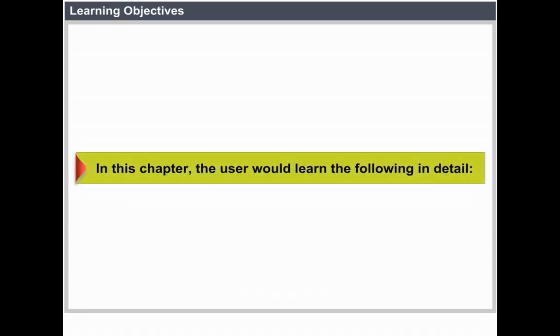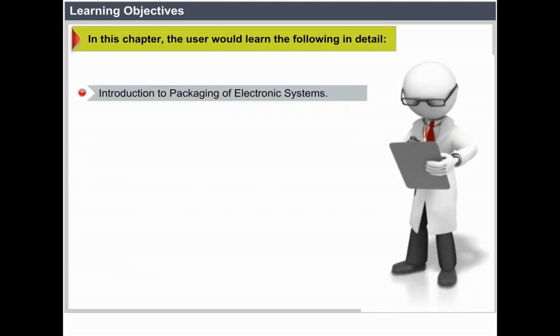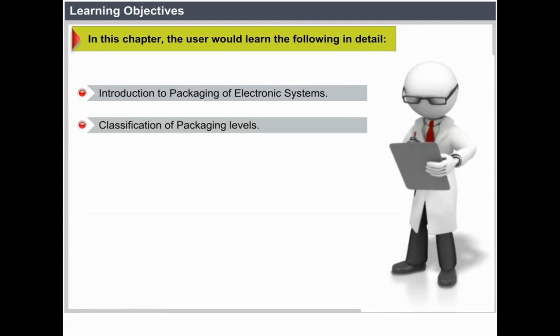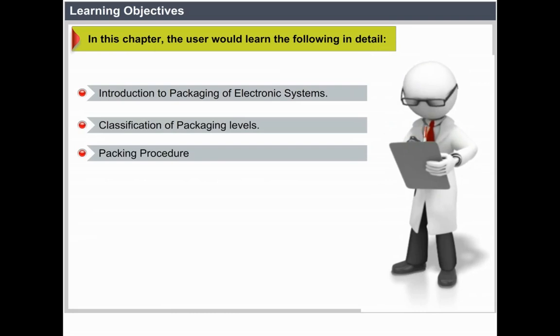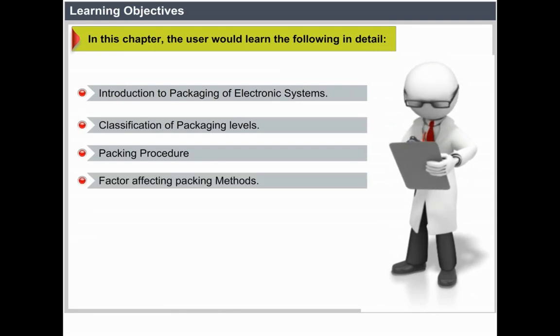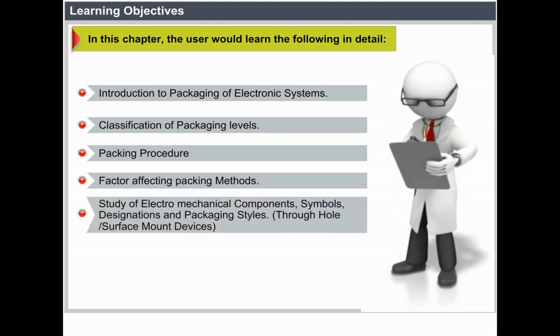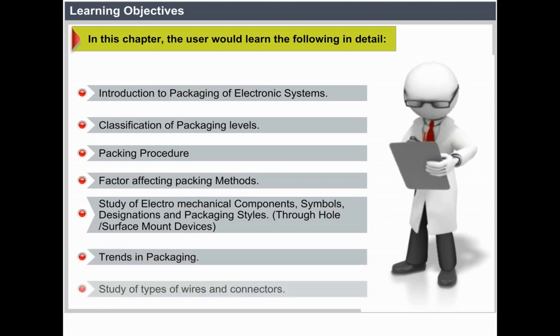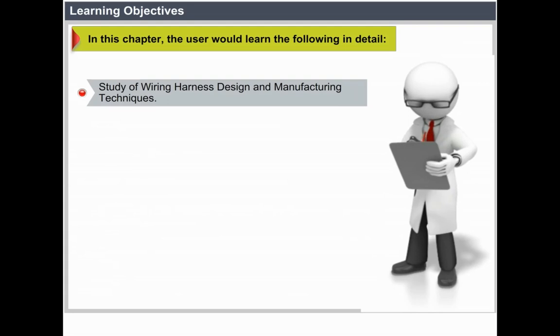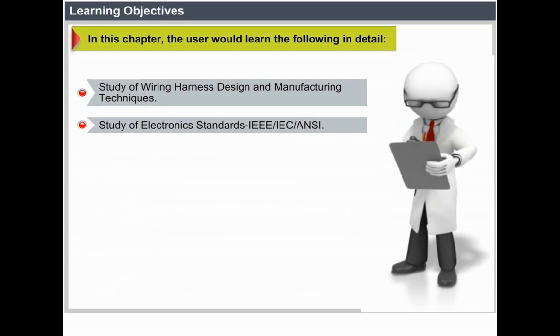Learning objectives. In this chapter, the user would learn the following in detail: introduction to packaging of electronic systems, classification of packaging levels, packaging procedure, factors affecting packaging methods, study of electromechanical components, symbols, designations, and packaging styles, through-hole or surface mount devices, trends in packaging, study of types of wires and connectors, study of wiring harness design and manufacturing techniques, study of electronic standards IEEE, IEC, ANSI.